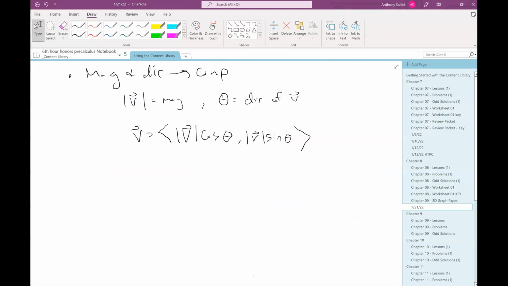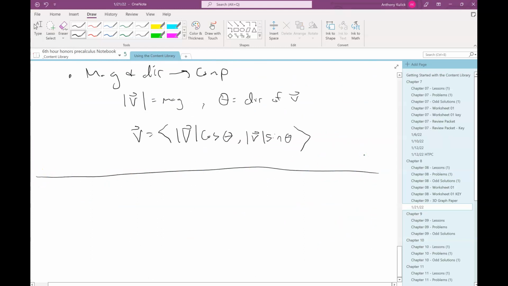Let's do a couple of numeric examples, right, just to make sure we got it. So let's say we have the vector xy, where x is the point 3, 2, y is the point 5, 1, and then we want the component form.